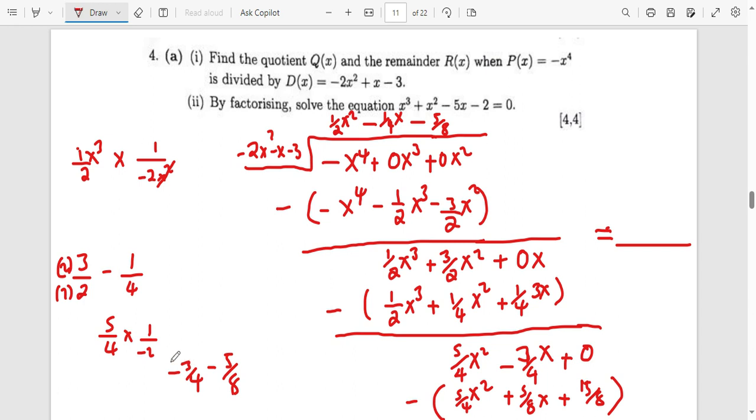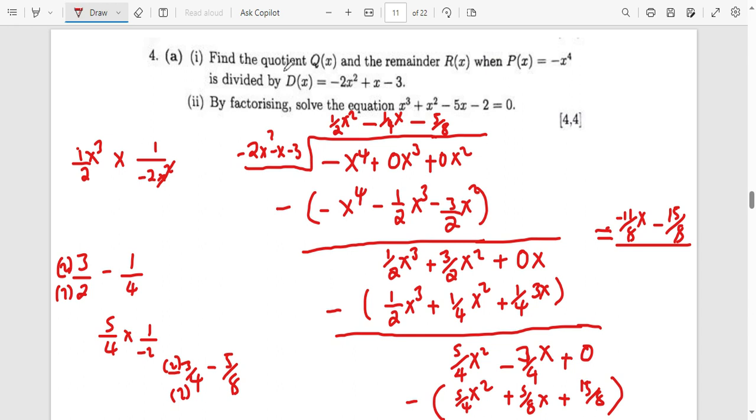I can make the bases again the same. I'll multiply on top by 2, also down by 2. Remember, this is the negative 3, so it will be negative 6 minus 5, which is a negative 11. And then the denominator is 8. Just attach an x there because there is x. And then 0 minus 15 over 8, that will just be negative 15 over 8.